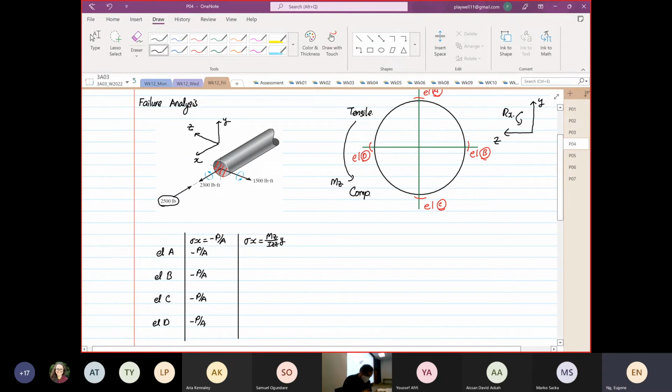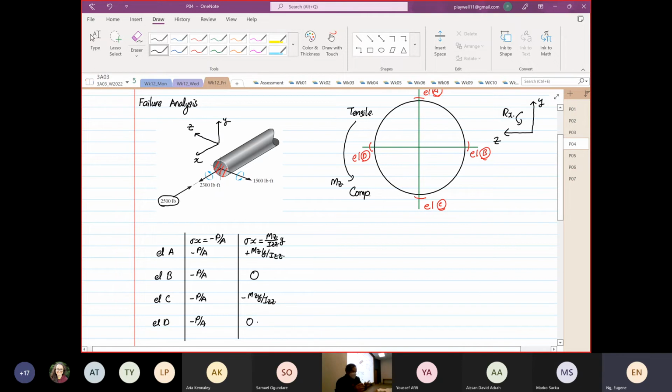So when you look at element A, it will be positive MzY over Izz, right? At B is at the centroid, so it's zero. At C will be minus MzY over Izz, right? Because it's in compression. At D will be at 0.